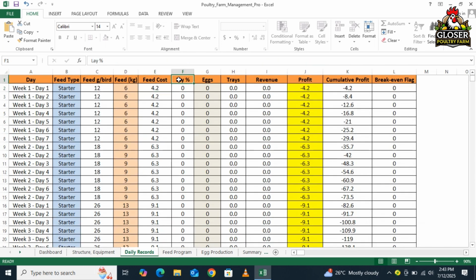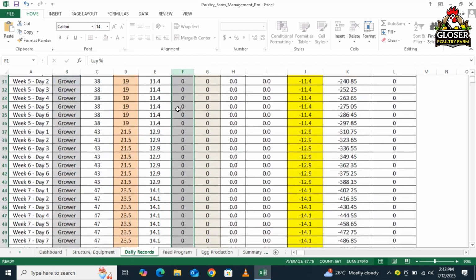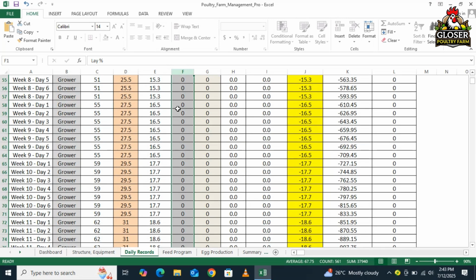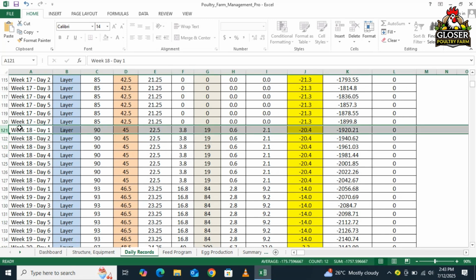Now let's talk about laying percentage. You might be wondering why egg production shows as 0 in the early days. That's because chickens don't start laying eggs right away. They need time to grow and mature. Usually layers begin laying around week 18. At that point, a healthy batch of 500 birds should start laying at about 3.8%. That means out of 500 chickens, only around 18 will lay an egg on the first day. But don't worry, that number increases steadily week by week as more birds reach maturity.